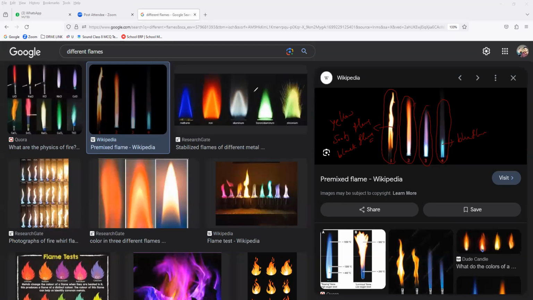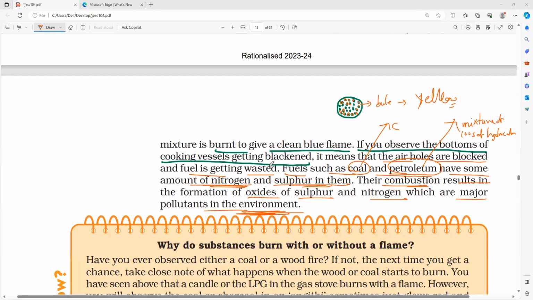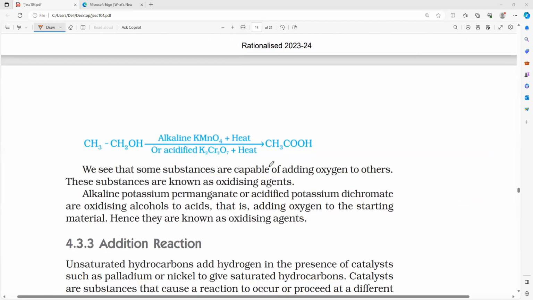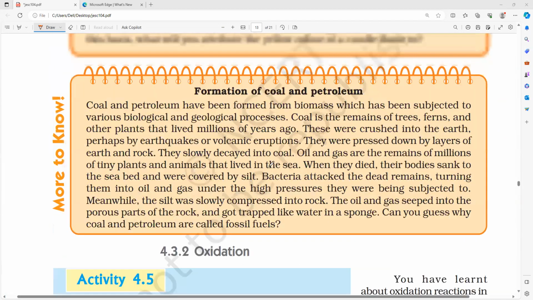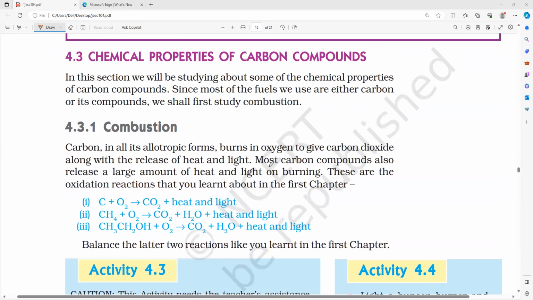So if incomplete combustion of fuels takes place in what? An insufficient supply of oxygen, fuels burn with a yellow sooty flame, or we can say black flame. And if there is a sufficient supply of oxygen, they will burn completely, and they will produce what flame? Everybody, what flame will they produce? Yes, please. They will produce a blue flame, a smokeless flame. So that is what you have to remember.